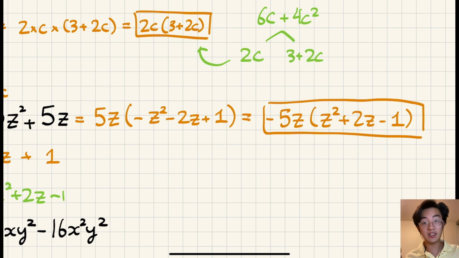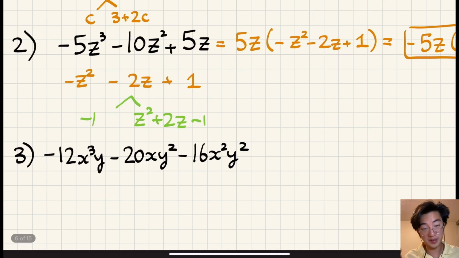But for the sake of convention and not making us mathematicians go insane, we make sure that our first term in a polynomial, or the highest power, remains positive. So we just take this negative sign out, and every other sign in the same polynomial gets flipped.